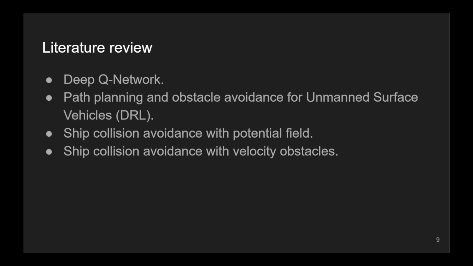There are multiple works on obstacle avoidance with deep Q learning. There is another work that tries to do pathfinding and obstacle avoidance for unmanned surface vehicles using deep reinforcement learning. There's one more paper regarding COLREGs ship collision avoidance, where they have used potential fields and velocity obstacles.